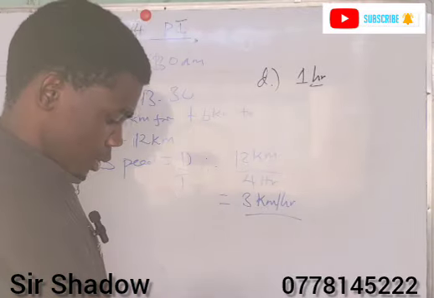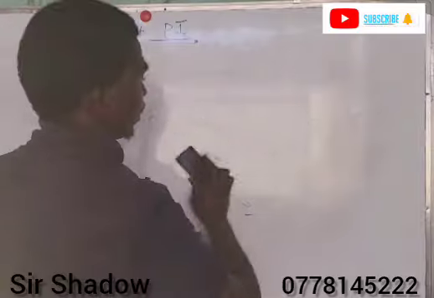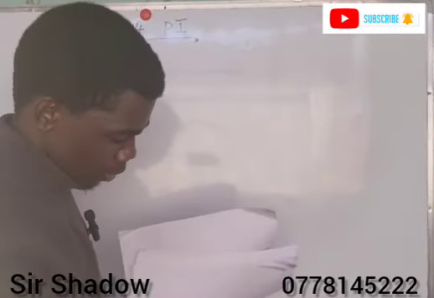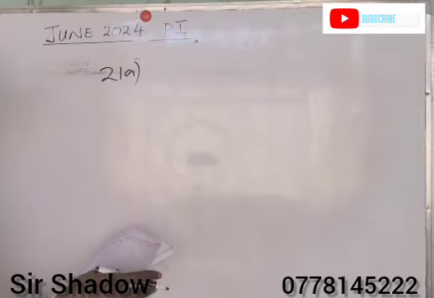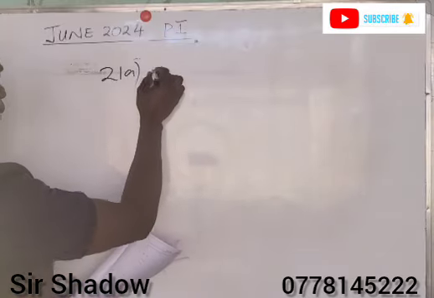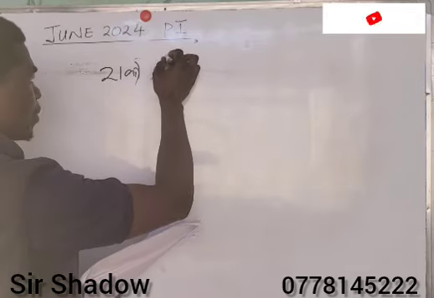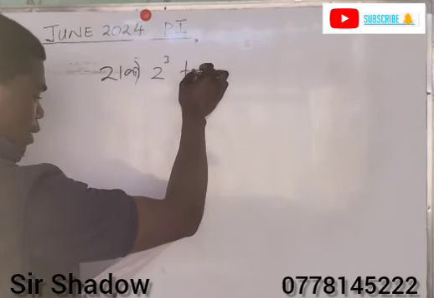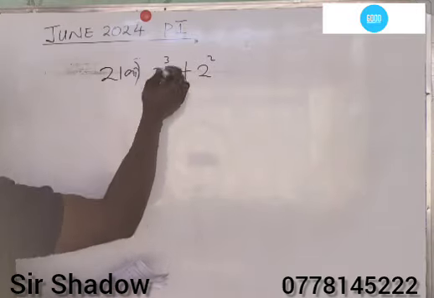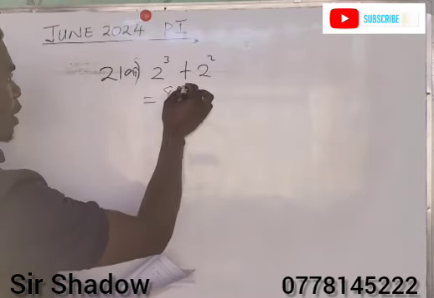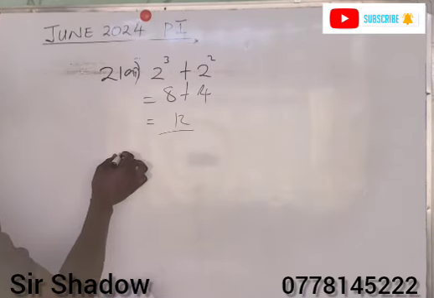Moving on, question 21. In question 21a, we are given evaluate item 1, 2 to the power 3 plus 2 to the power 2. First, 2 to the power 3 becomes 2 times 2 times 2, which is 8, plus 2 times 2, which is 4. It becomes 12, the solution.